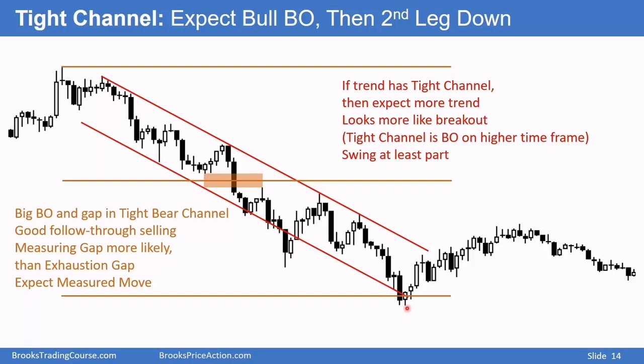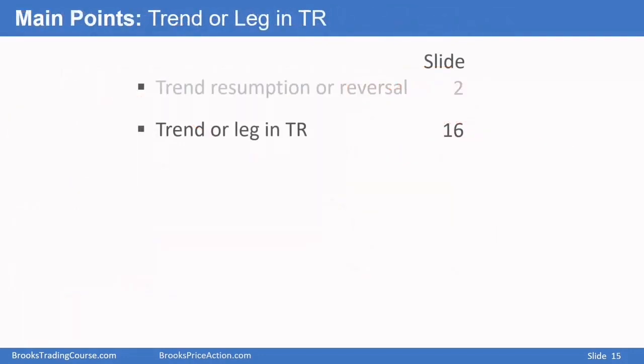And you can see once the market got down to about a measured move, the buyers came in. The bears bought back their shorts, and the bulls bought. Bear breakout, good follow through, another bear bar. Measuring gap more likely than an exhaustion gap. I'm now going to talk about whether a move is the start of a trend or a leg in a trading range.